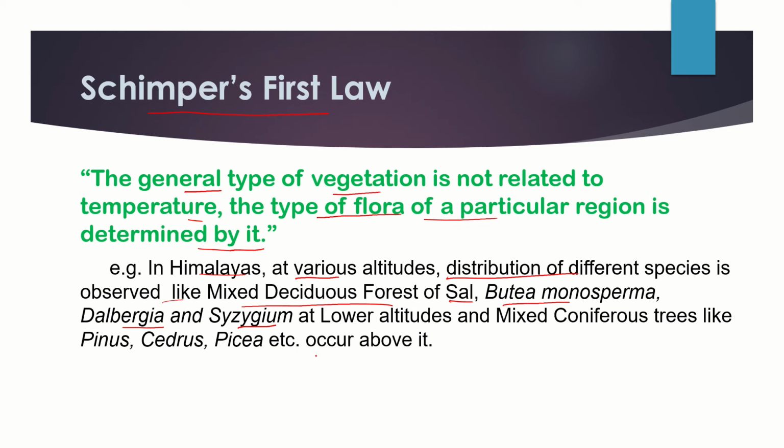But when I move slightly upper, towards the upper altitude, I see there we find mixed coniferous trees, like there are Pinus, Cedrus, Picea. There again there is stratification. Pinus will be towards the lower altitude, Cedrus you find towards the higher one. So this is how, with every change in temperature with the altitude, the type of vegetation in that area changes. Okay, so this is what is called Schimper's first law.